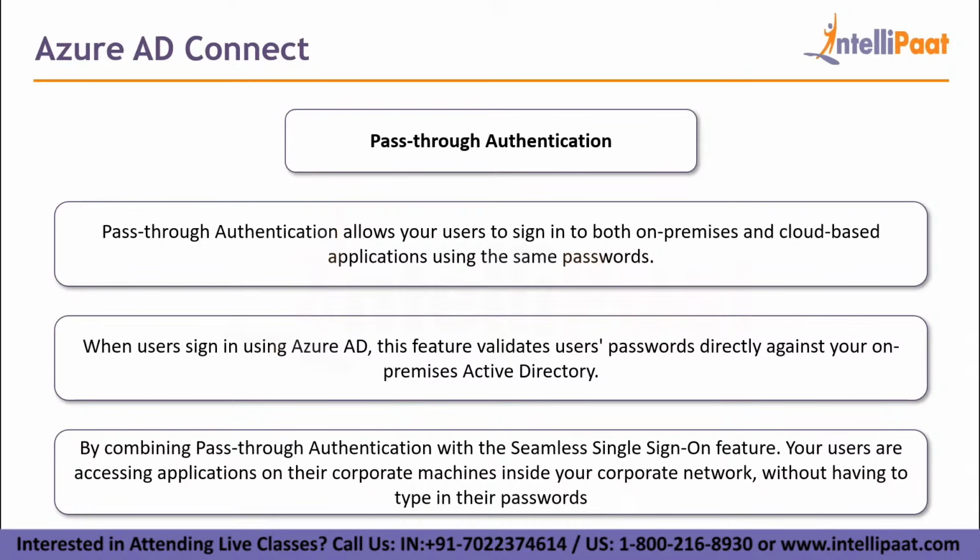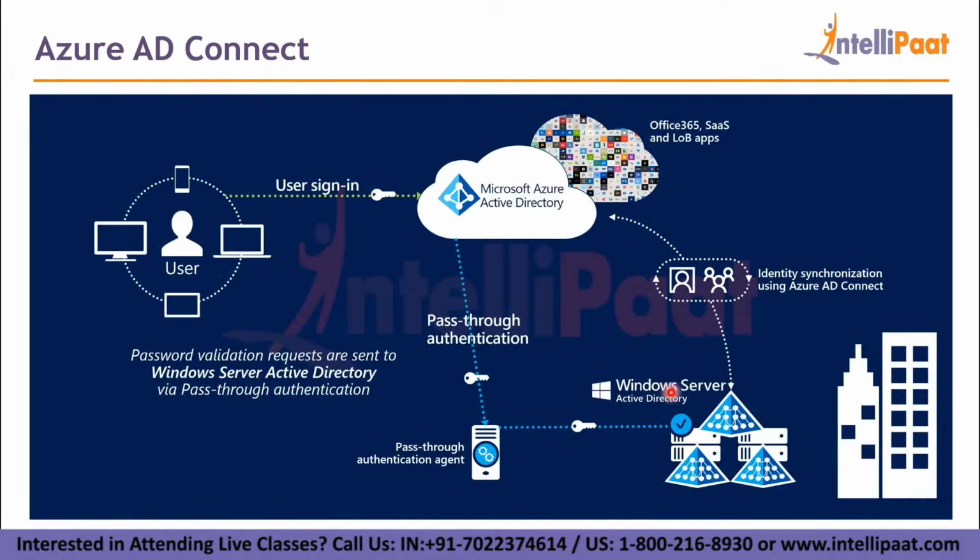So your users are accessing applications on their corporate machines inside your corporate network. That basically means there is no security breach. Everything is happening within your network. In that case, the users don't even have to provide the password, because pass-through authentication has been connected with seamless single sign-on. So this is how it works.